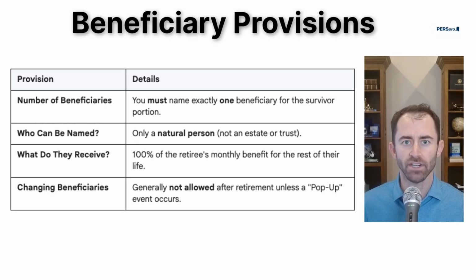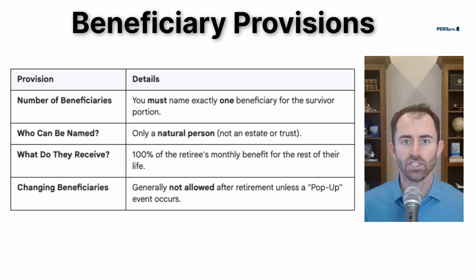The beneficiary provisions contained within option 2 are different from the provisions contained within the maximum retirement allowance option in option 1. How many beneficiaries can you have under option 2? You must name exactly one beneficiary for the survivor portion. Who can be named as a beneficiary under option 2? Only a natural person, not an estate or trust. And note that your beneficiary does not have to be your spouse. What does your beneficiary get under option 2? 100% of your monthly benefit for the rest of the beneficiary's life.